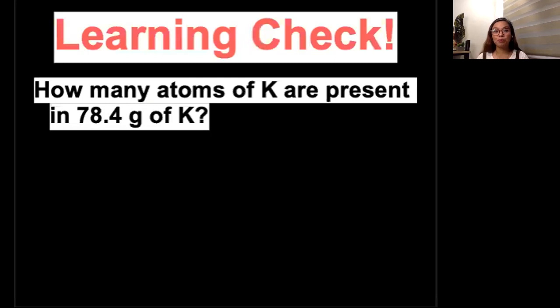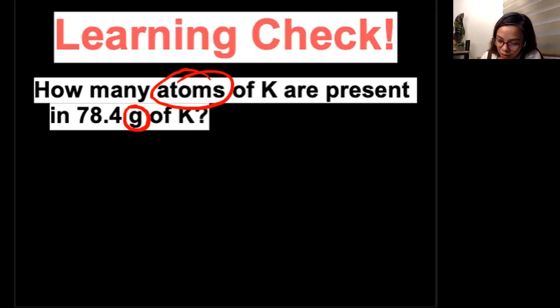Okay, now let's have a sample problem. Again, in this discussion, I have only 3 or 4 sample problems. Please have with you your calculator and your periodic table. Okay, so let's have the first problem. How many atoms of potassium are present in 78.4 grams of potassium? So take a look at the problem. It is mass to atoms.